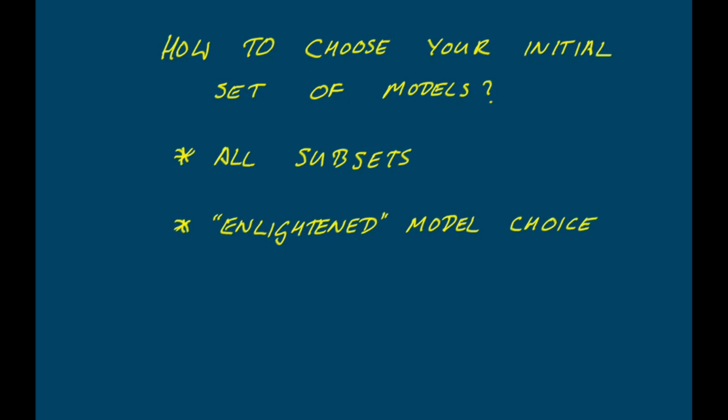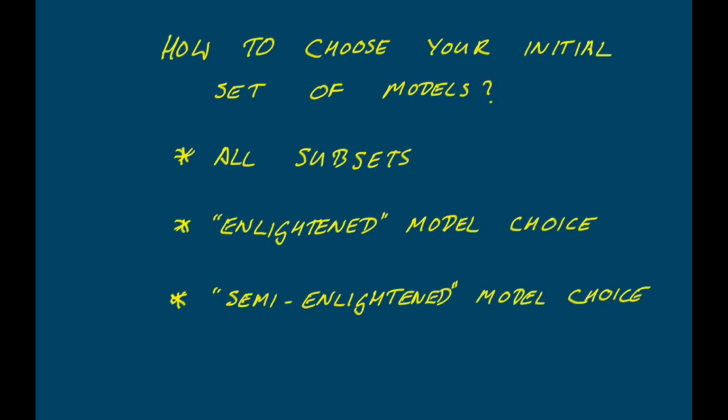Then we have what some people might call enlightened model choice, and I'll explain what I mean by that in a minute. And then there's the kind of halfway house between enlightened model choice and other options that those of us who deal with real data and real field biology especially tend to use. So let's start with all subsets analysis.